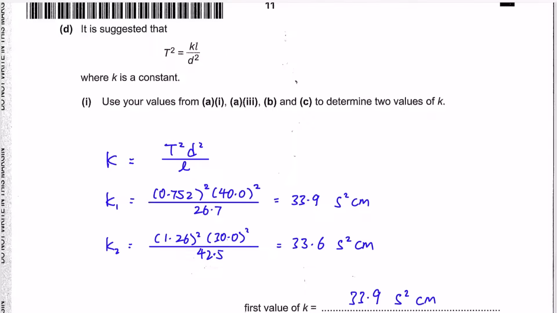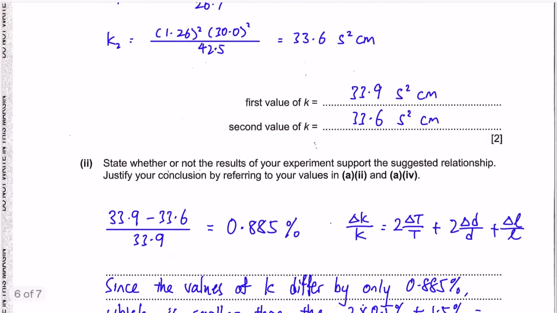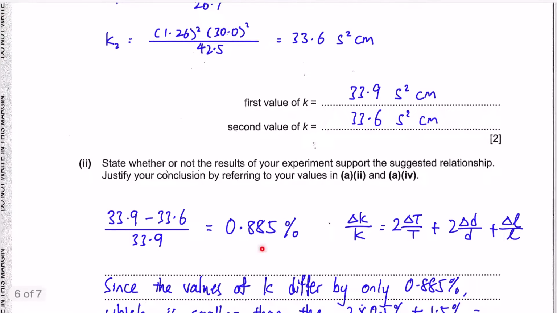So using those two sets of D, L, and T data, you can calculate two values of K. These two values are not exactly the same, no surprise, yeah? This is an experiment, it has practical uncertainties. So we go ahead and calculate the percentage difference. Turns out to be only 0.885%.